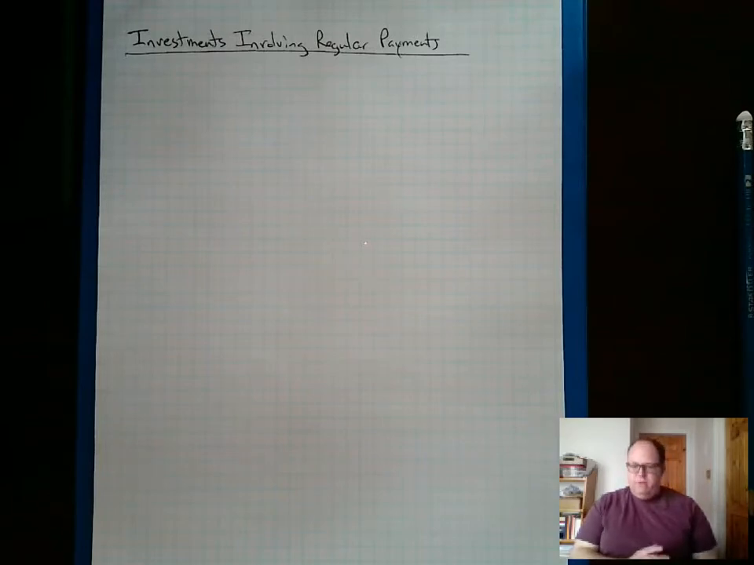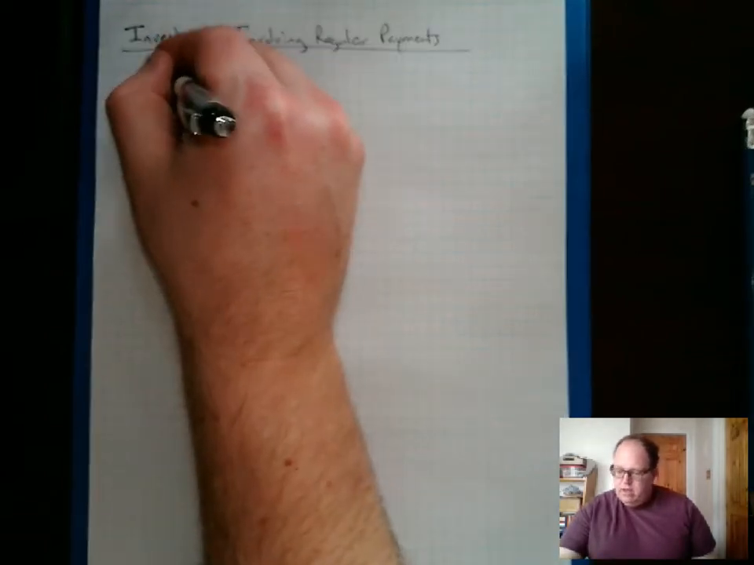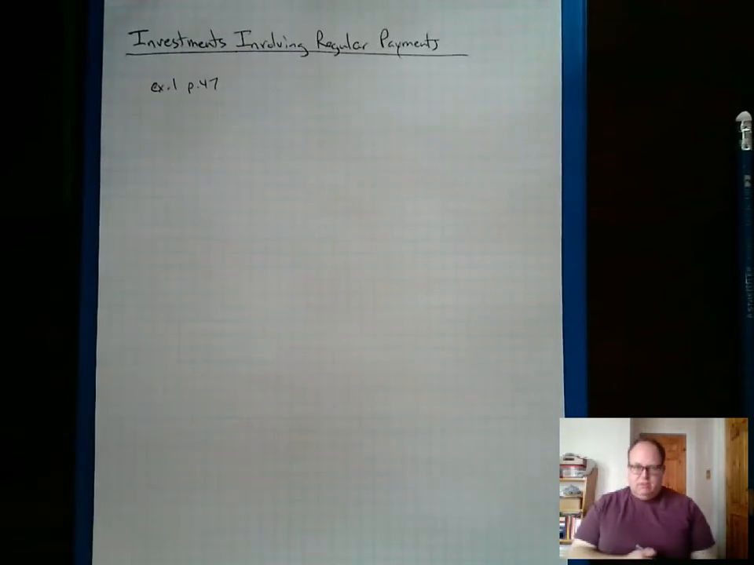First, I'm going to take a look at example one on page 47. I'm not going to go through the entirety of this example, I really just want to cite it as something to talk about for a moment. This describes someone making regular deposits of $500 into a savings account at the end of every 6 month period. The account earns 3.8% interest compounded semi-annually. How much will they have at the end of 5 years?